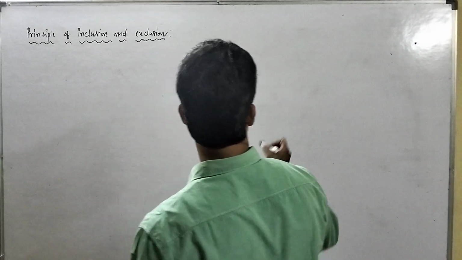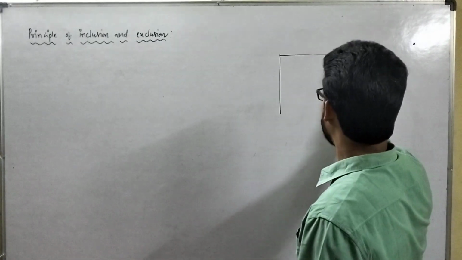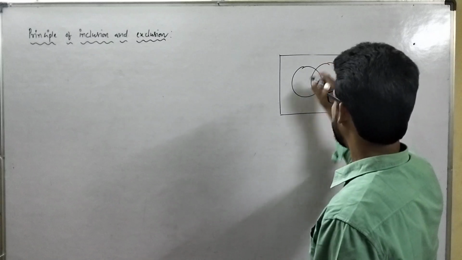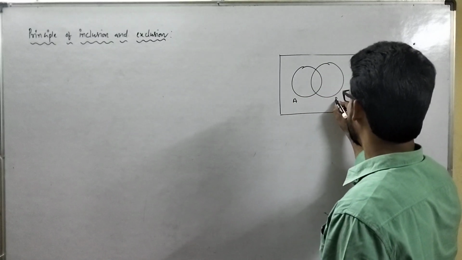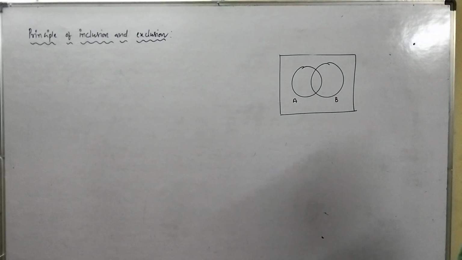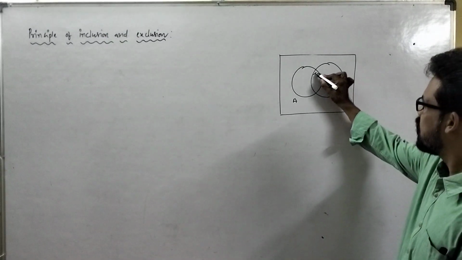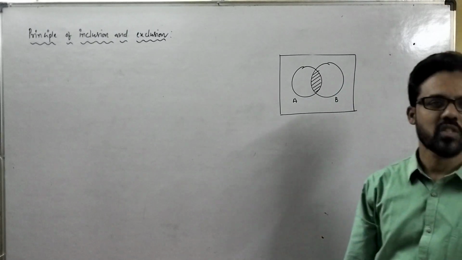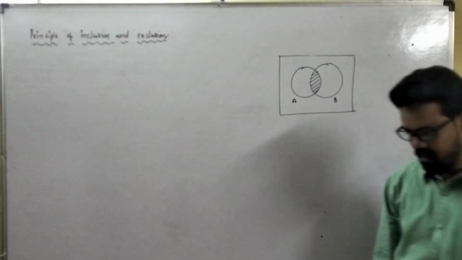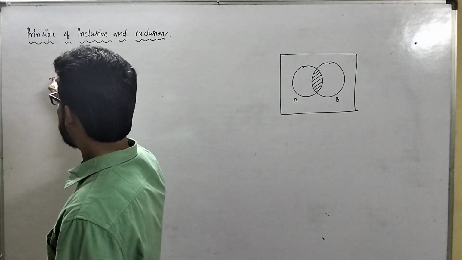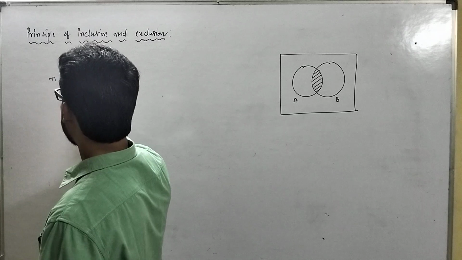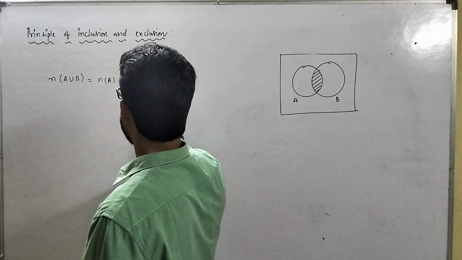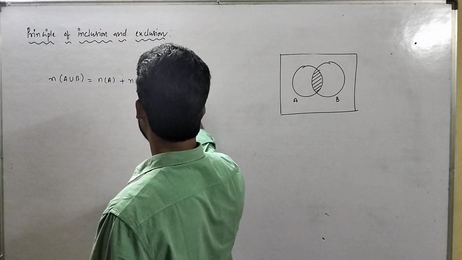See, for example, if you take the non-empty sets, this is A and this is B. Now, as everyone knows, this is called A intersection B, which is common to both A and B. Now, the first point is n of A union B. We can write it as n of A plus n of B minus n of A intersection B.